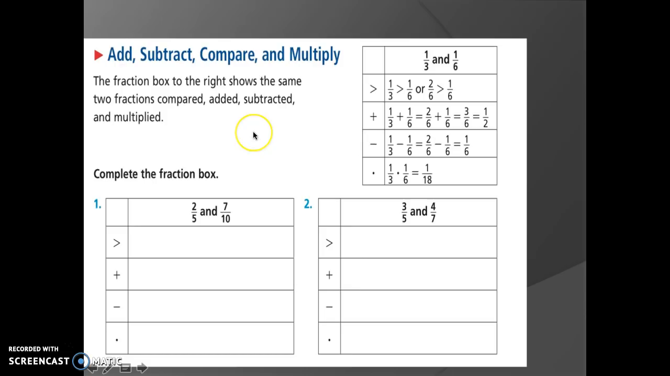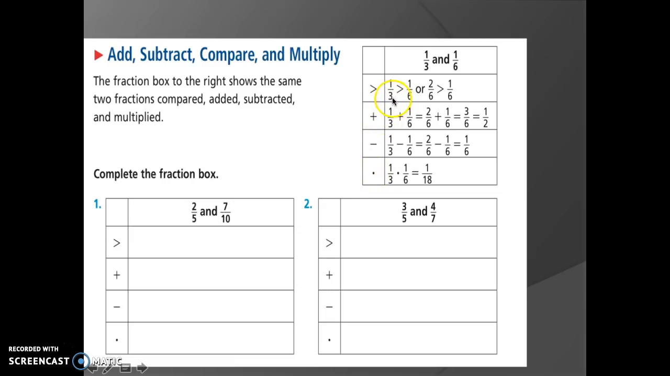Let me show you what we're going to be doing, something similar to this in your assignment today. You've got what's called a fraction box over here, and it has two fractions. We're going to be doing a variety of things with them. First we compare them, which one is greater. Then we add them, subtract them, and multiply them. Notice we're not doing any division. You have not learned that yet.